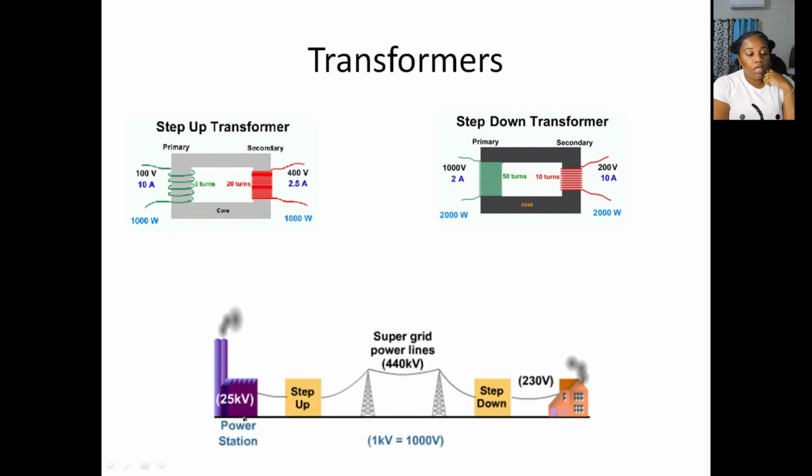Good. Here we have 25 kilovolts, that's 25,000 volts, from a power station going into a step up transformer. So definitely the voltage is going to be higher, current lower. Traveling through the power lines and then eventually coming into your homes, they have to use step down transformers. Those substations you see outside your homes, they step down the voltage and allow the current to enter into your homes.